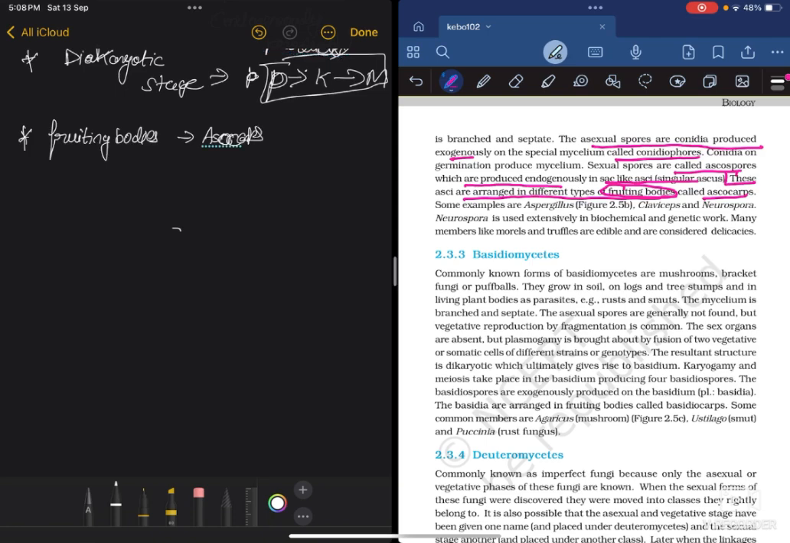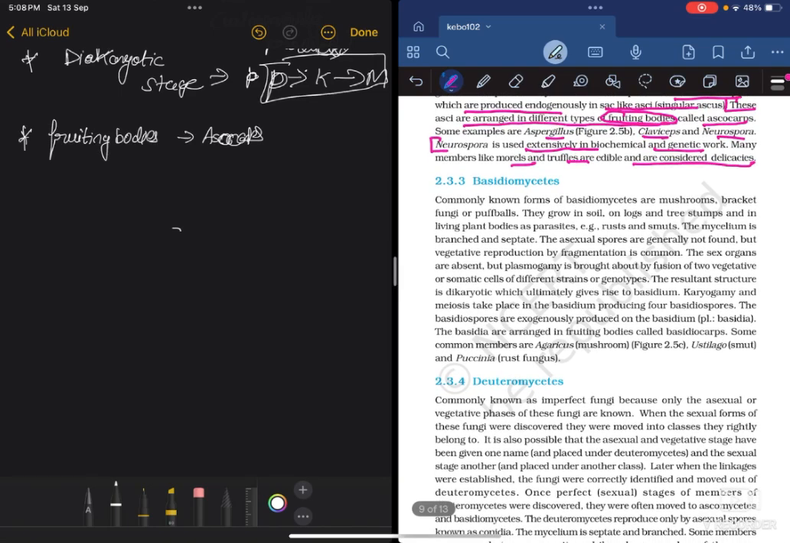Some very important examples are Aspergillus, Claviceps, and Neurospora. One of the main examples is Neurospora, which is used extensively in biochemical and genetic work. Many members like morels and truffles are edible and are considered delicacies. A question can be asked: from which group of fungi are some edible items available to us? That is Ascomycetes.